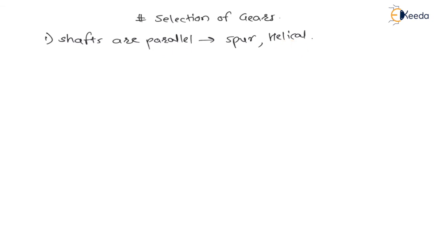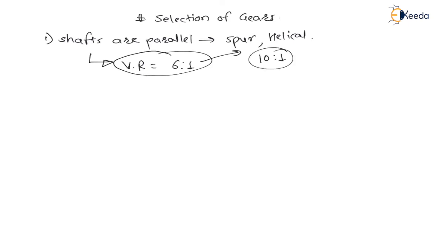And again, for velocity ratio up to 6:1, we can use spur gear or helical gear. Whenever the velocity ratio is 6:1, generally spur and helical gears are used, which may be extended up to 10:1 also. But in rare cases; generally it is 6:1. In rare cases, we can extend this velocity ratio up to 10:1.